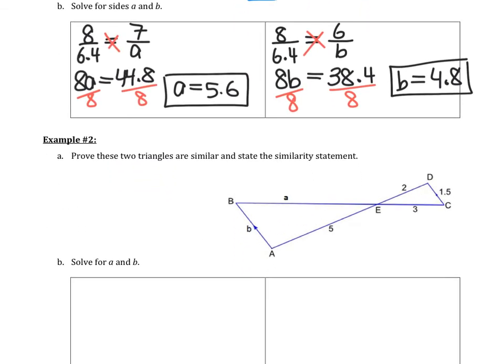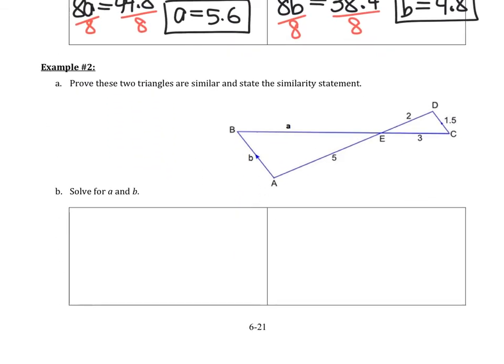Let's try another one. So here I have rotated angles. I see I have parallel sides, which means I'm probably going to have some Z rules or F rules. And let's see what we can find. I have an F pattern right over here, okay, which means angle B and C are equivalent.